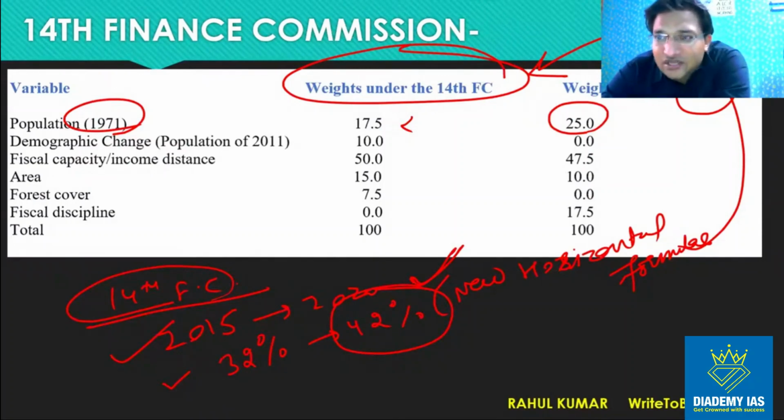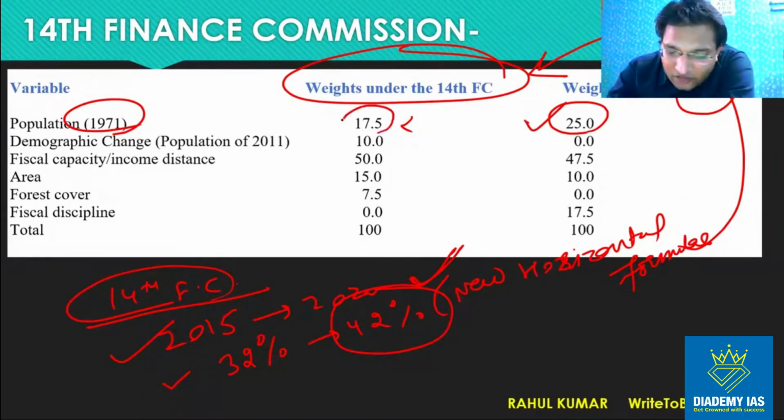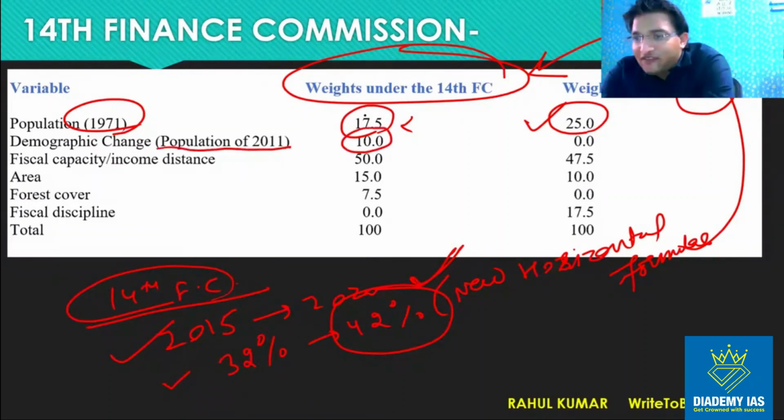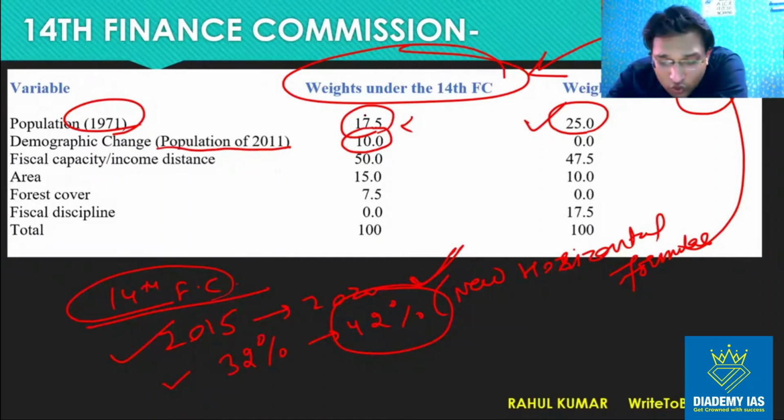So the reason is population explosion after 1971, right? So till the 13th Finance Commission, 25% weightage was given to the 1971 population. Now it is 17.5. The population of 2011 has been given 10% weightage by the 14th Finance Commission. Now you can say, sir, you are saying that we took 1971 so that southern states are not disincentivized. They did not get punished. Why did the 14th Finance Commission introduce this 10% 2011 criteria?